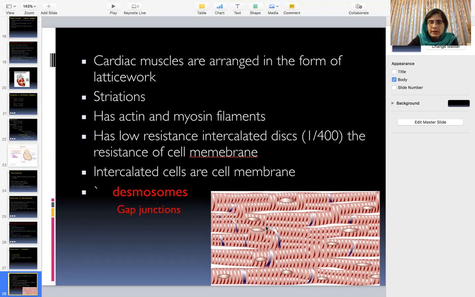They have low resistance intercalated discs. These are basically one cardiac muscle and a second cardiac muscle, attached to each other by the intercalated disc. The silvery appearance is called the intercalated cells, which are actually the cell membrane, and they are low resistance. Why are they called low resistance? Because the cardiac impulse can easily pass through, because in the intercalated cells we have the gap junctions.